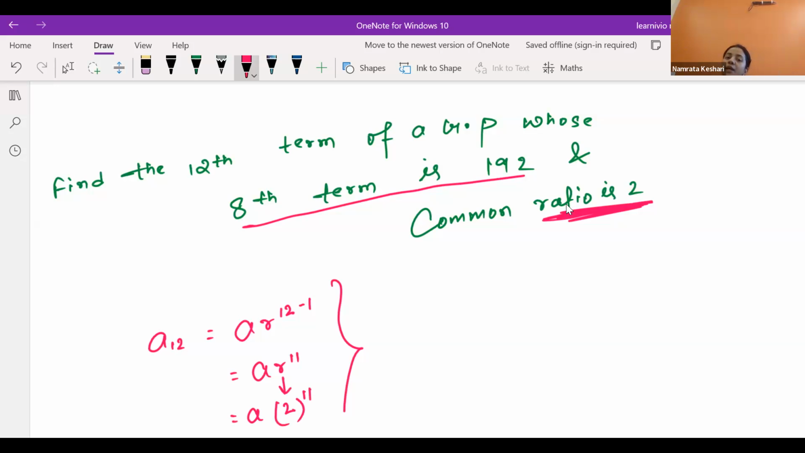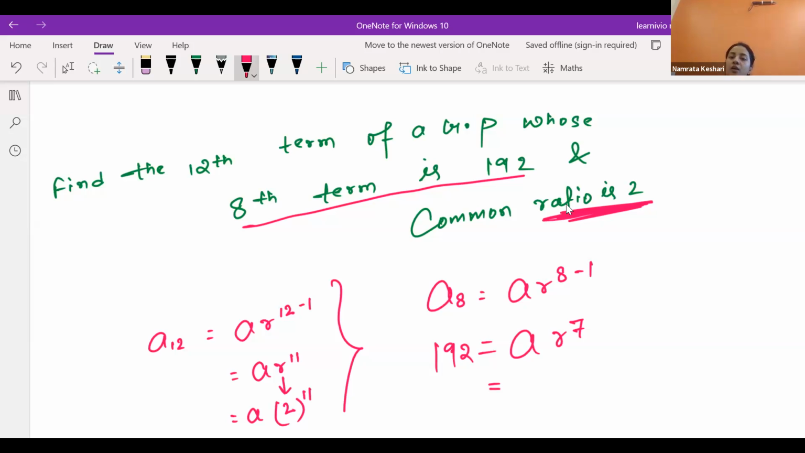So here I am writing the second condition, that the 8th term is given as 192. That means the 8th term formula is A r to the power n minus 1, 8 minus 1, that means A r to the power 7. That is given as 192. If you keep on relating it with AP every time, this chapter will become simple to you.